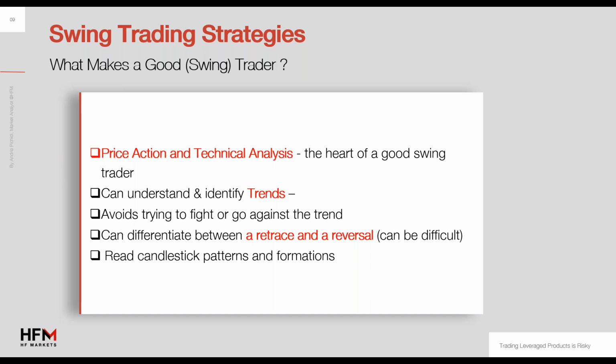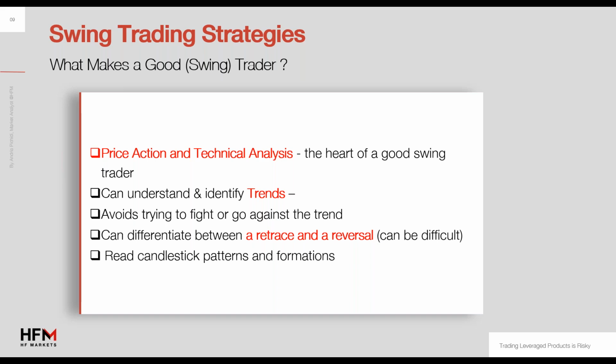Also, a good trader is the one that can differentiate between a retrace and a reversal. It's very difficult to spot, but the people that manage to understand whether they are facing a retracement or a complete reversal, it will be to their benefit. Read candlestick patterns and formations. Remember yesterday I gave an example in which we were using our Fibonacci system, but we also spotted a downwards channel, which is a formation.